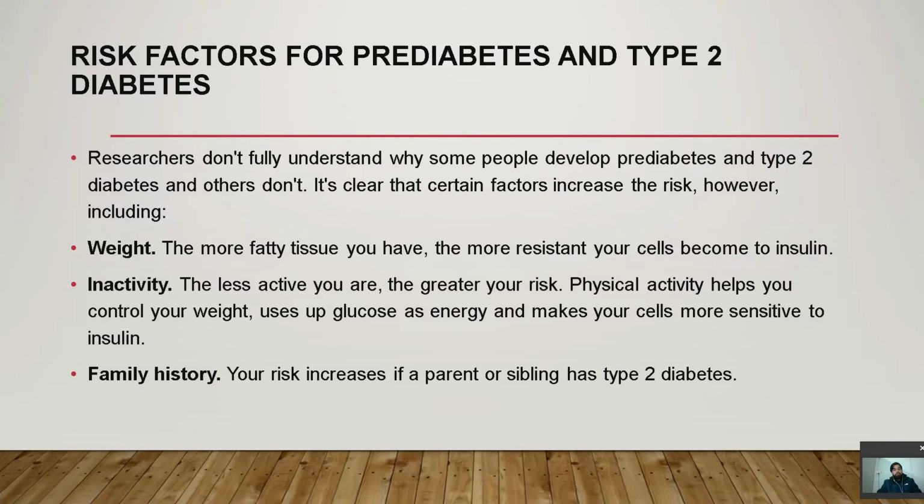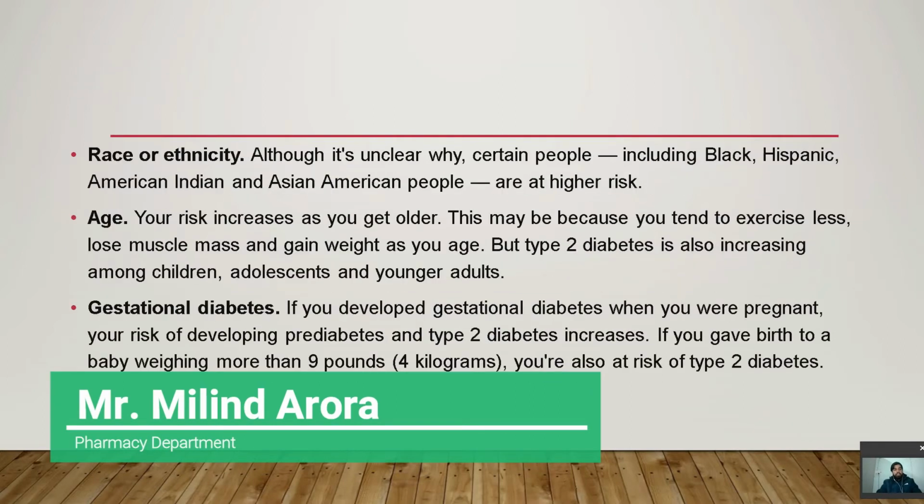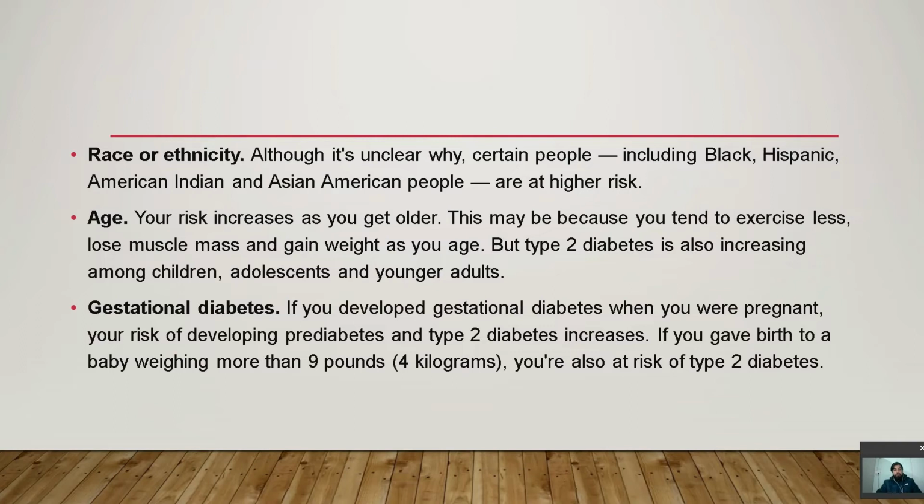One more is family history. Your risk increases if a parent or sibling has type 2 diabetes. Race or ethnicity. Although it's unclear why, certain people, including Black, Hispanic, American Indian, and Asian American people, are at higher risk. Age also is a factor of diabetes.